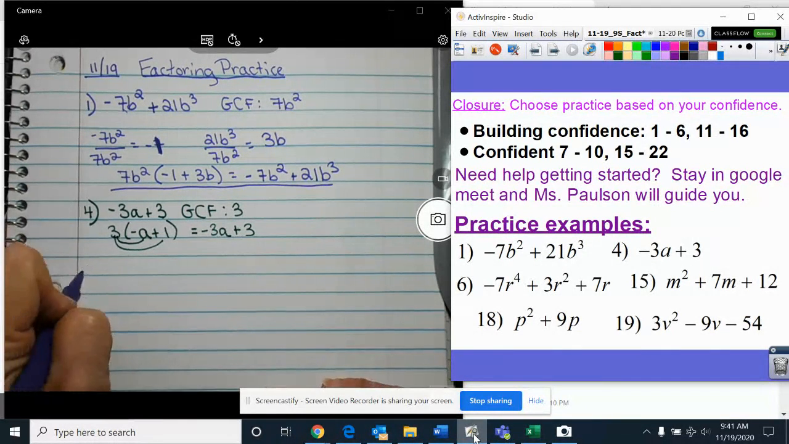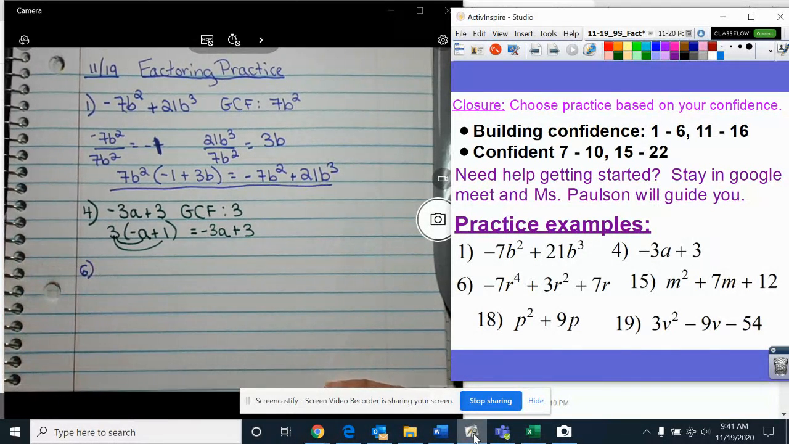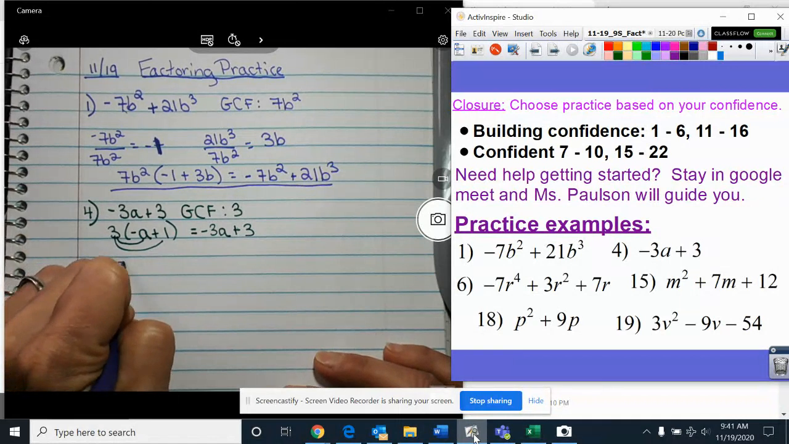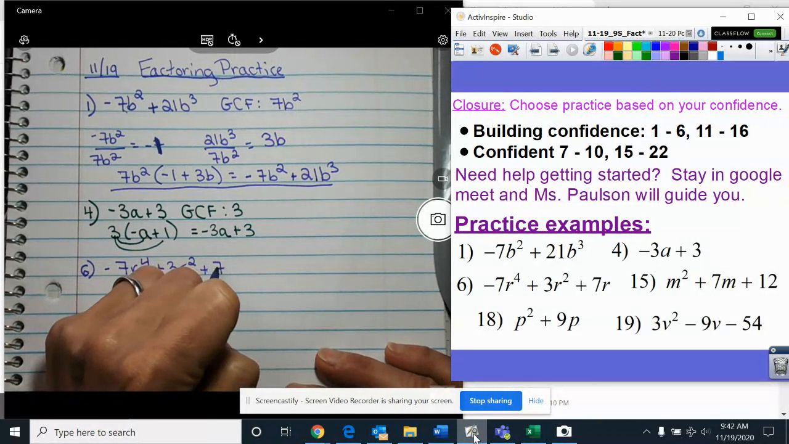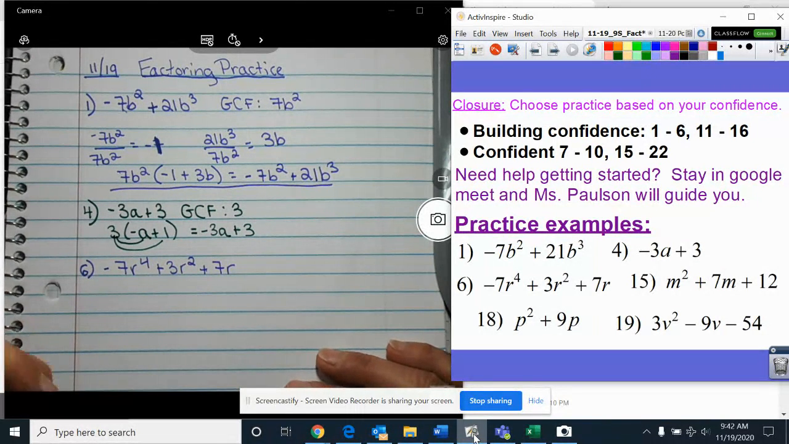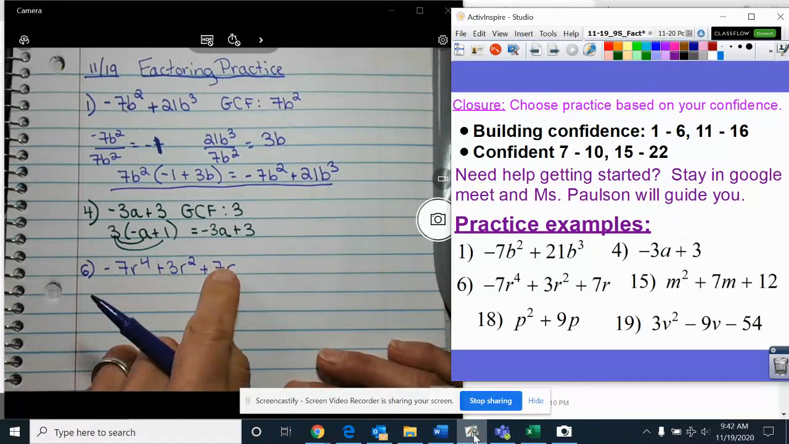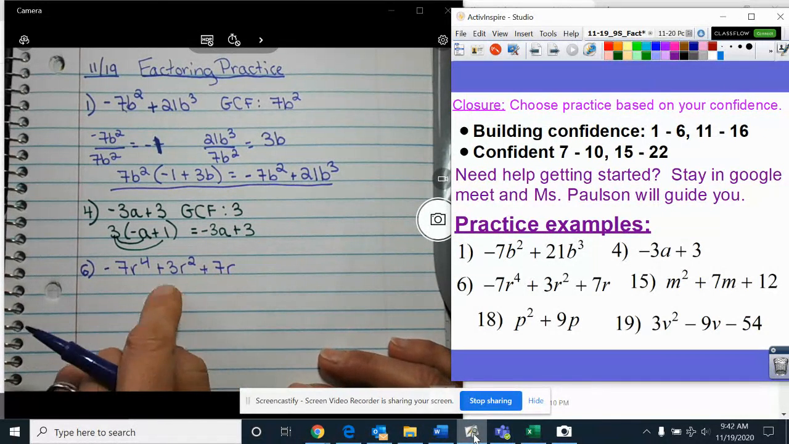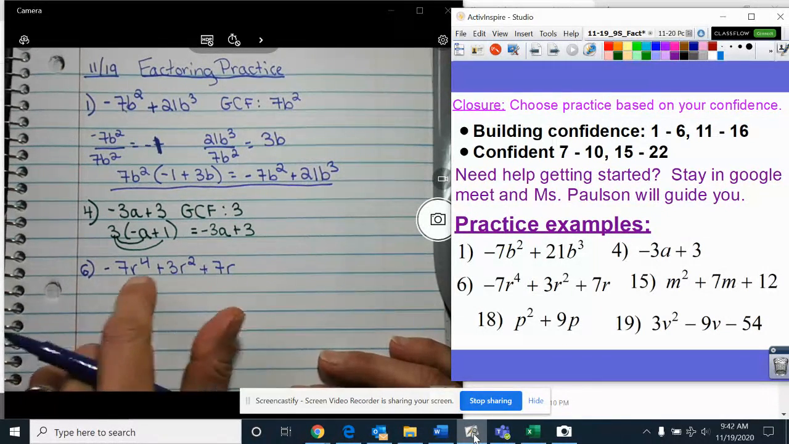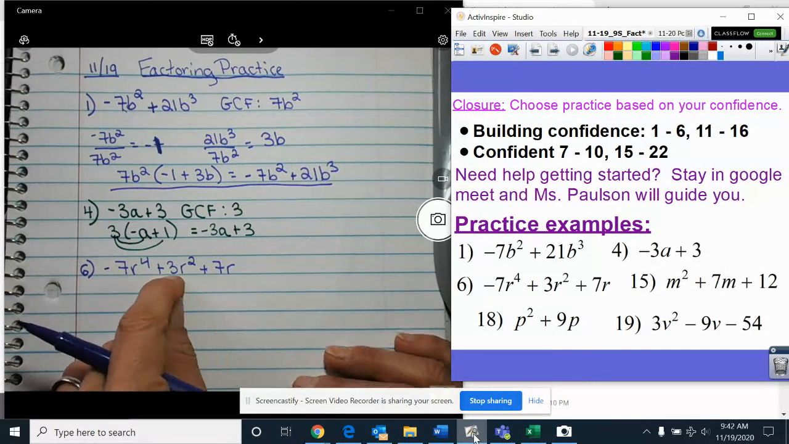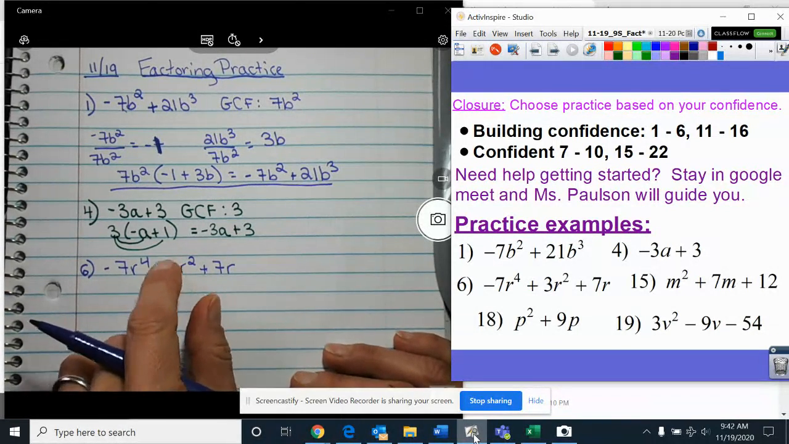Now let's take a look at number 6. In number 6, we have negative 7r to the fourth power plus 3r to the second plus 7r. So notice that 2 of the terms have a 7, but this middle term, that doesn't divide by 7. And these two sevens do not divide by 3. So there's no value that is a greatest common factor.